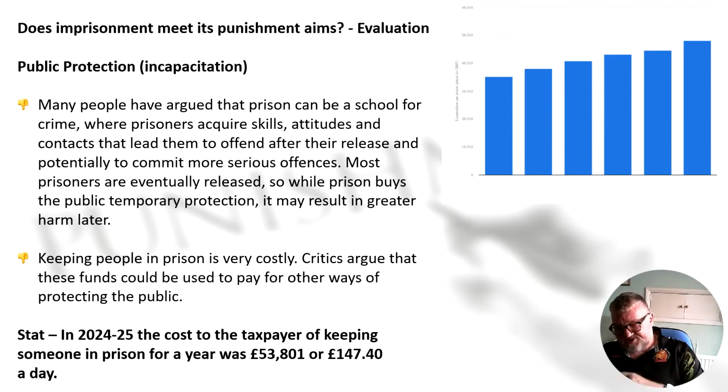As sentences have got longer, prisons have got more overcrowded, the burden on the taxpayer is immense. And as we now know, prisoners are being released earlier from their sentences because of the prison overcrowding, and therefore you could argue there's less public protection as a result of that.